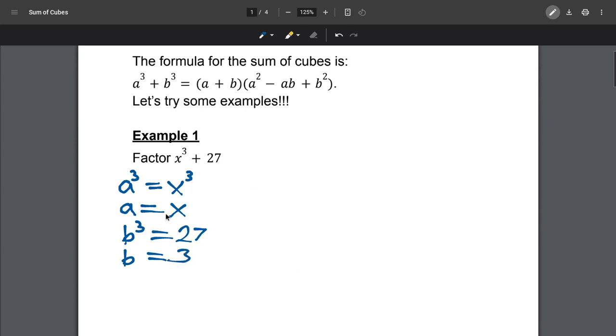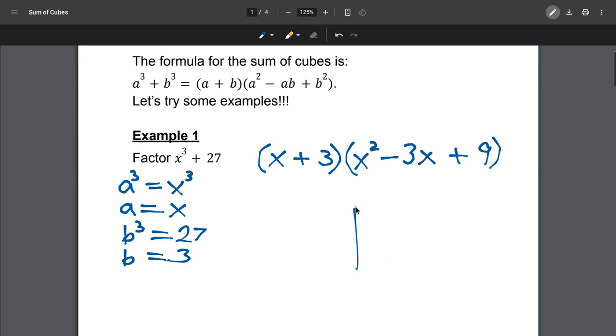So we're going to have a plus b. So in this case, it's x plus 3 times x squared minus ab. So minus x times 3. Typically, we write the number first. So I'm going to say minus 3x and then plus b squared. So 3 squared is going to be 9. So plus 9. Okay, so that's going to be our factored form for that one.